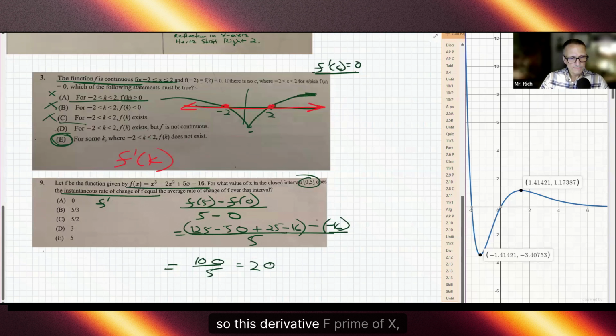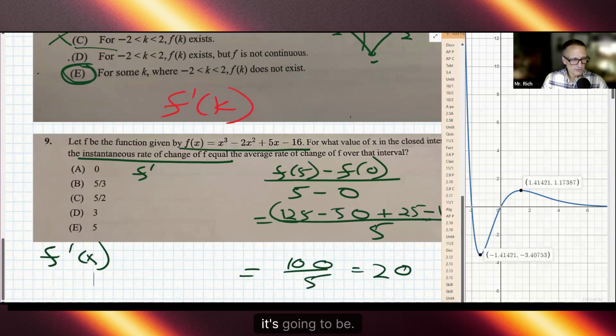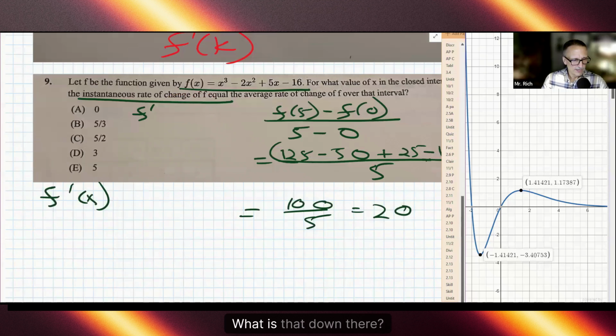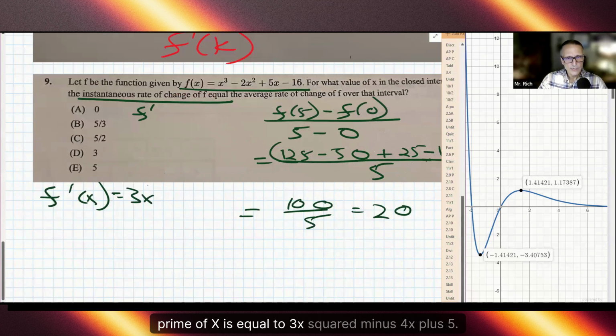So this derivative, f prime of x, when we take the derivative, it's going to be... what is that down there? Annotate. Oh, looks like they have a new button for me here on annotate. Wow, that's an upgrade to Zoom. Nice. All right, so this would be f prime of x is equal to 3x squared minus 4x plus 5.